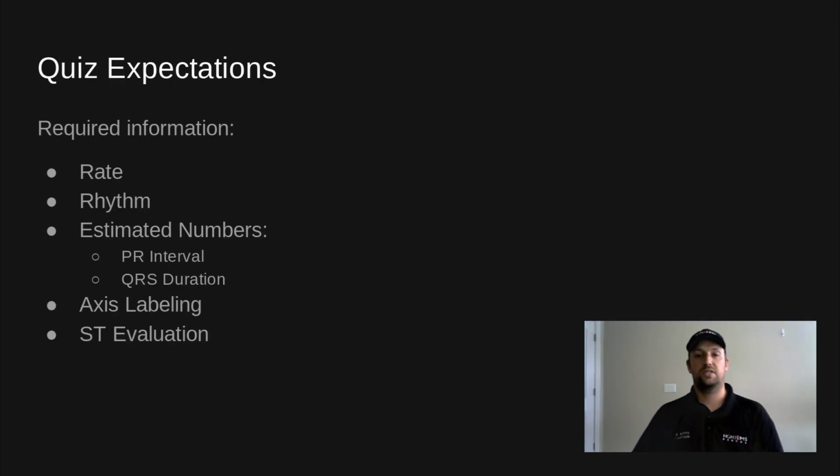Quiz expectations. With the request to provide lots of detail, this is the required information. Provide the rate and the rhythm, and I'm asking if it's sinus or not, with estimated numbers using the box counting method. Provide the PR interval and the QRS duration, provide an axis labeling, and ST elevation.